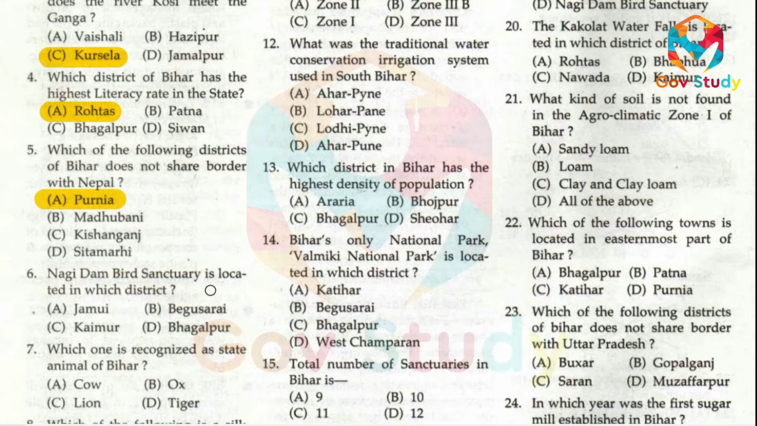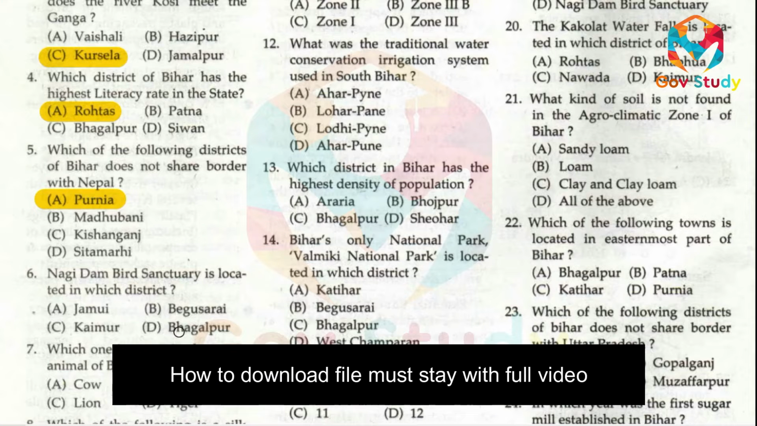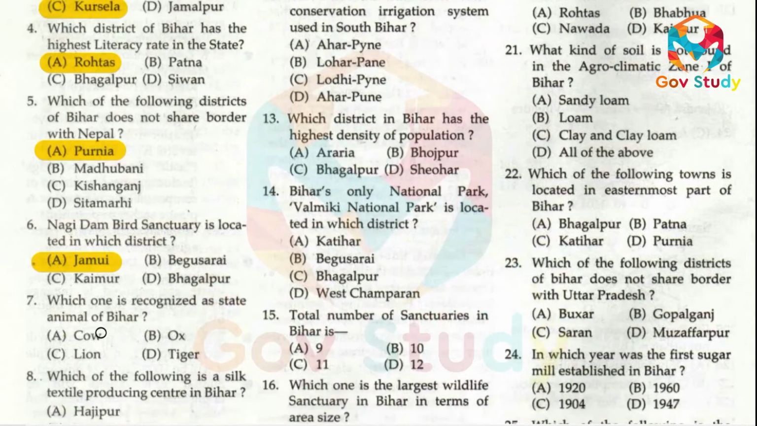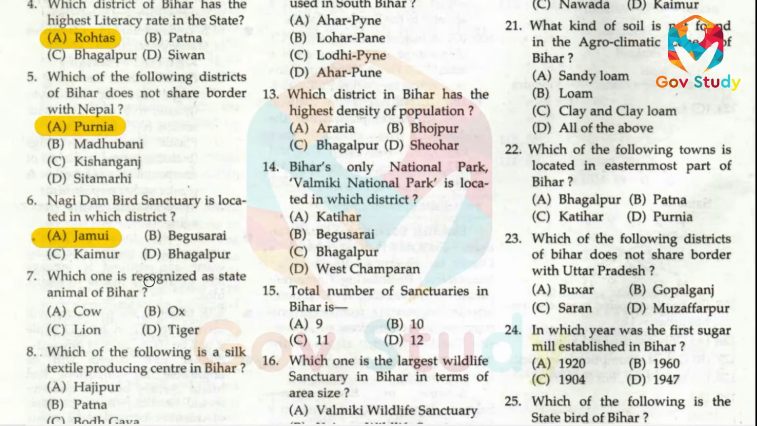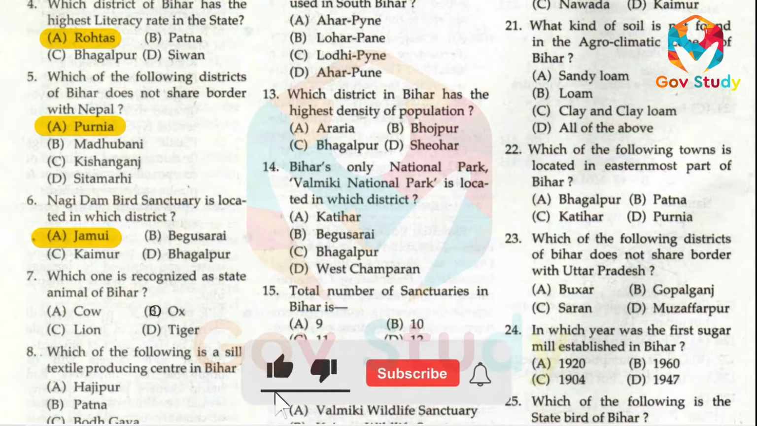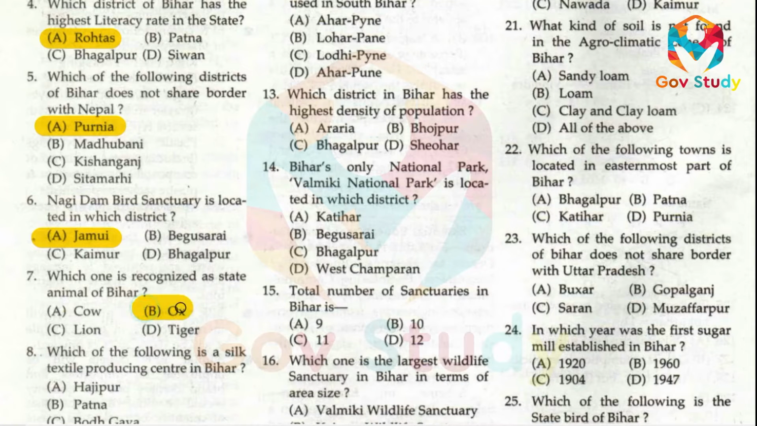Nagi Dam Bird Sanctuary is located in which district? Jamui, Begusarai, Kaimur, Bhagalpur. Correct answer A, Jamui. Which one is recognized as state animal of Bihar? Cow, ox, lion, tiger. Correct answer B.